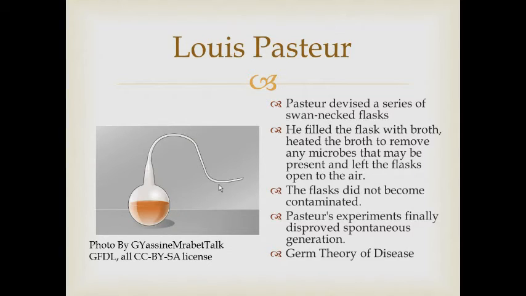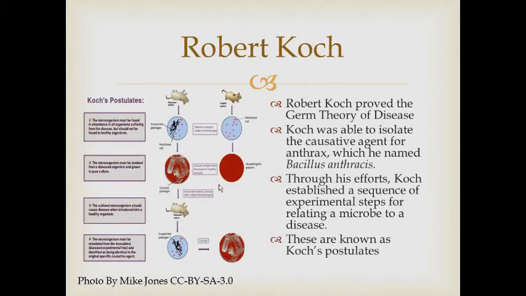Pasteur, in all of his experiments, concluded that microorganisms may be the cause of infectious disease. And therefore that got him to postulate what is known as the germ theory of disease. As hard as he tried, Pasteur was still unable to prove his own theory. However, German scientist Robert Koch did prove the germ theory of disease.